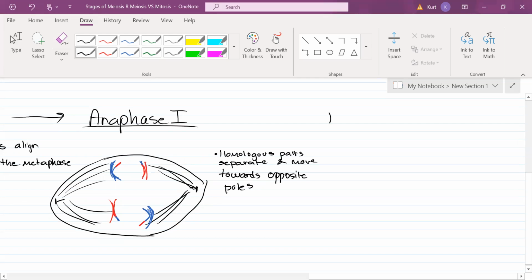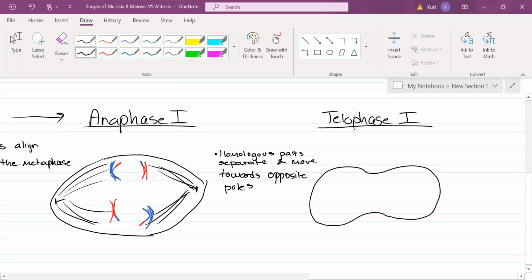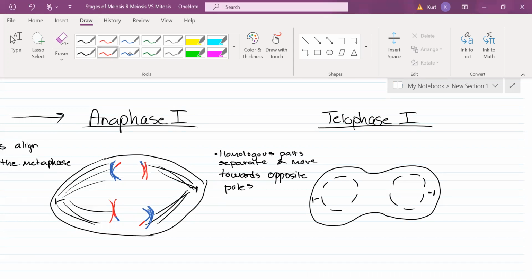Okay, next we have telophase 1. Starting to form that cleavage furrow. The spindle has essentially dissipated. You have a nuclear envelope starting to reform. And inside, you're going to have non-homologous pairs.